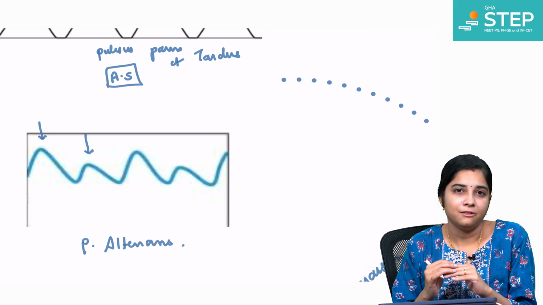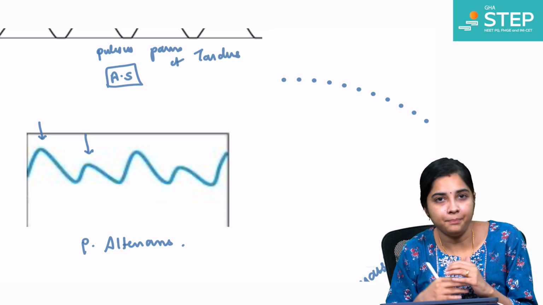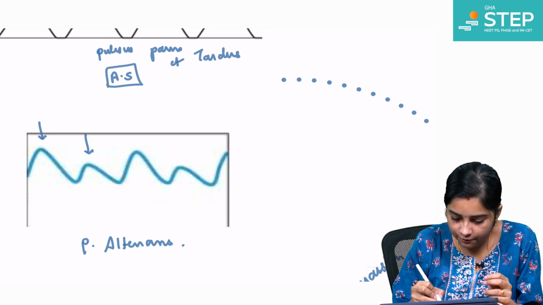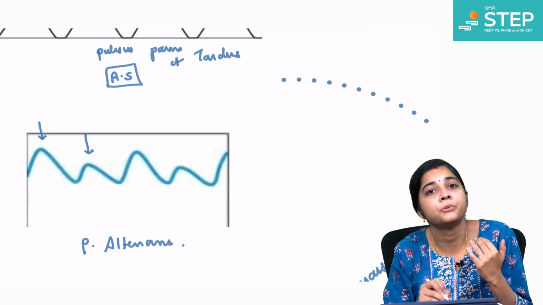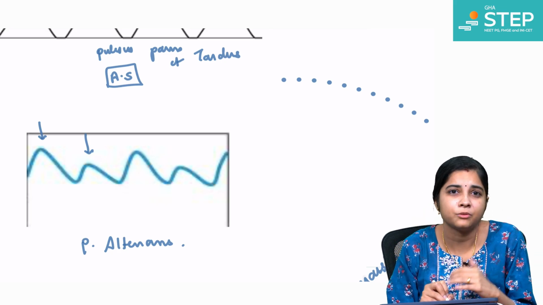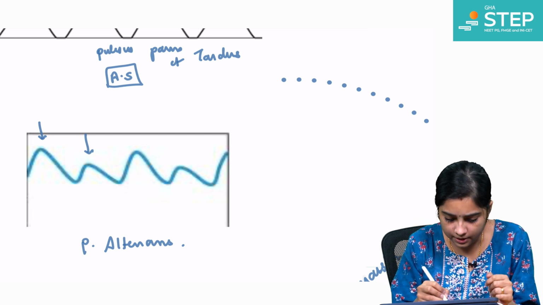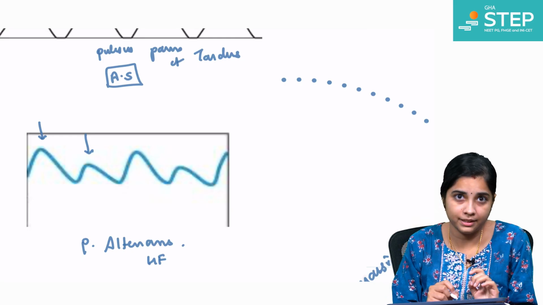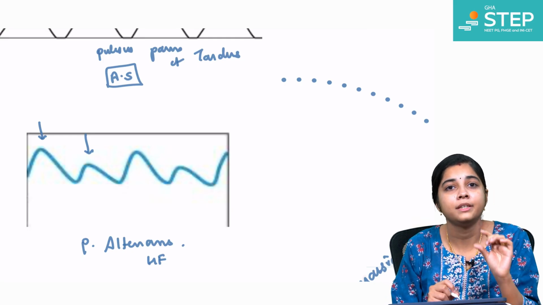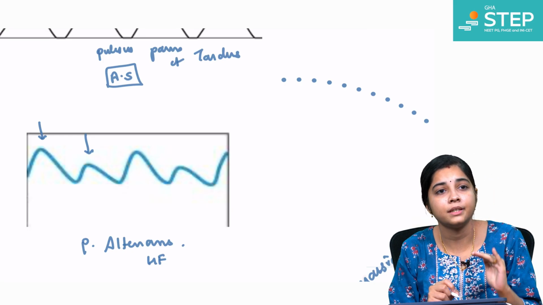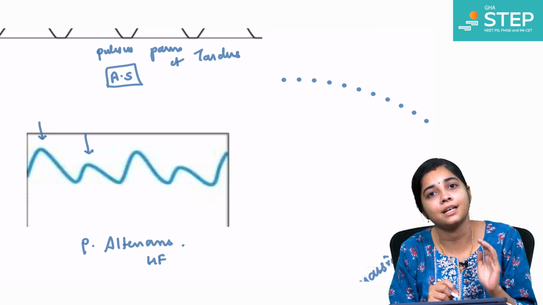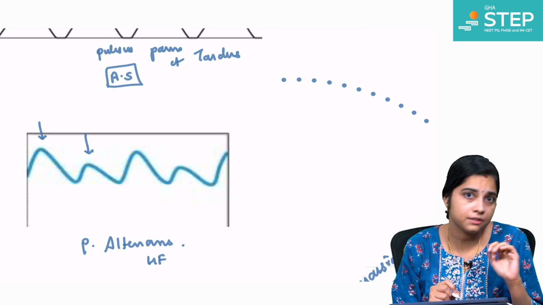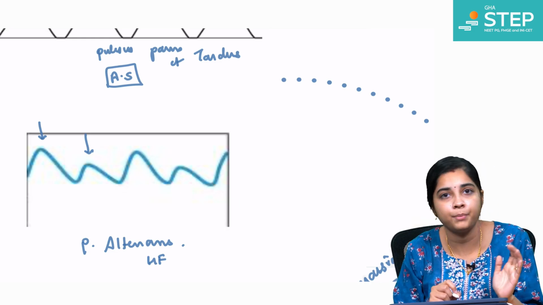So you should not get confused between electrical alternans and pulsus alternans. Pulsus alternans is seen in heart failure whenever the cardiac output is low. Whenever the cardiac output is low, there can be variations in the pulse volume, and this is what we call pulsus alternans. Electrical alternans basically refers to the alternate peaks of the QRS complexes that occur on the ECG. So electrical alternans is an ECG finding, whereas pulsus alternans is a pulse finding.